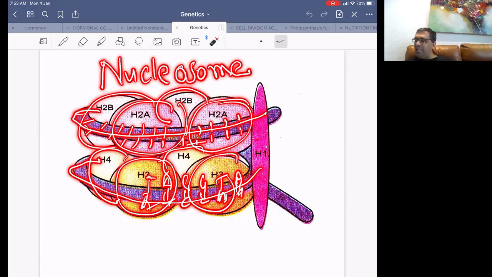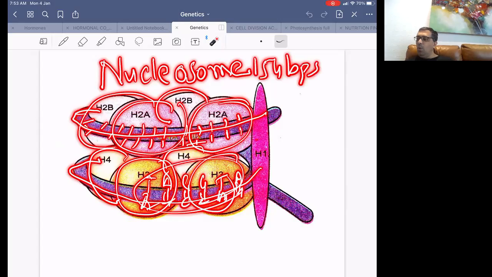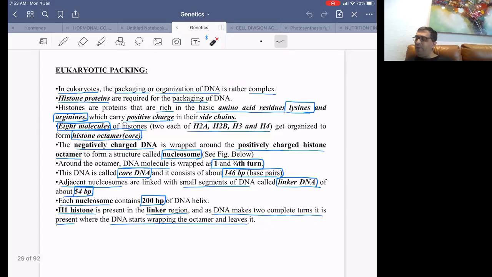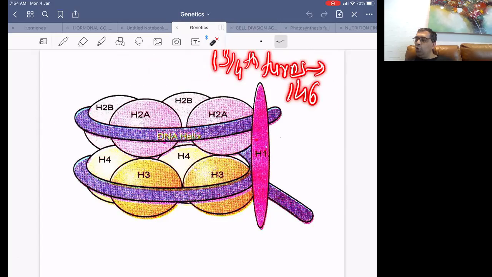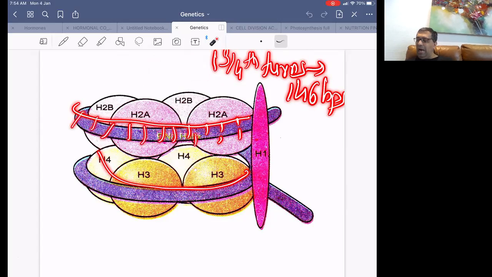ऐसे टोटल कितने बेस पेयर्स है? You have a total of, I'm sorry, 146 base pairs. 146 base pairs are present in 1/3 turns. In 1/3 turns, you have a total of 146 base pairs. तो ये 1/3 टर्न में कितने बेस पेयर्स है? A total of 146 base pairs, and that is called as the core DNA. इसे core DNA कहते हैं.